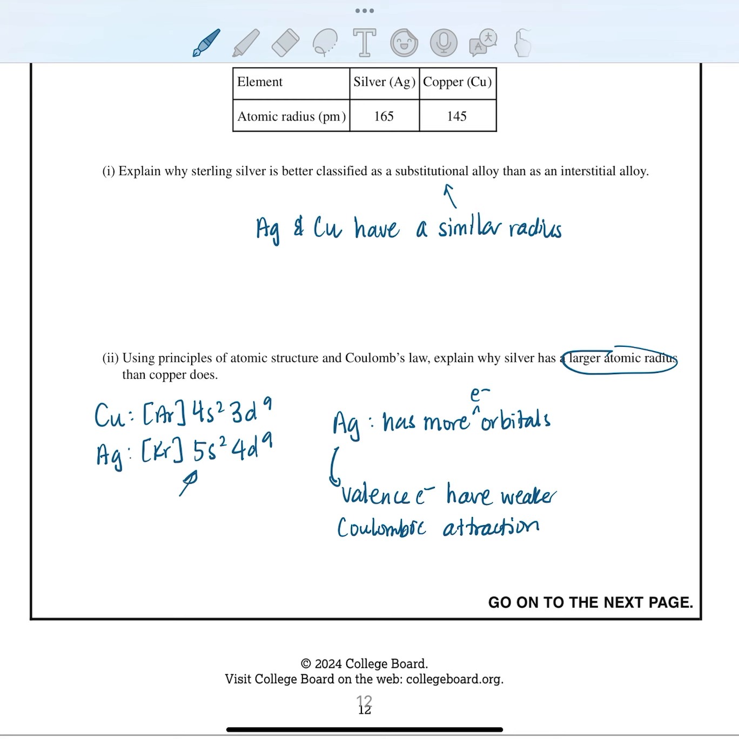So hopefully that makes sense, and that's how we answer this part of question 3. I'll pause it here and I'll go to the next video to answer the next question.